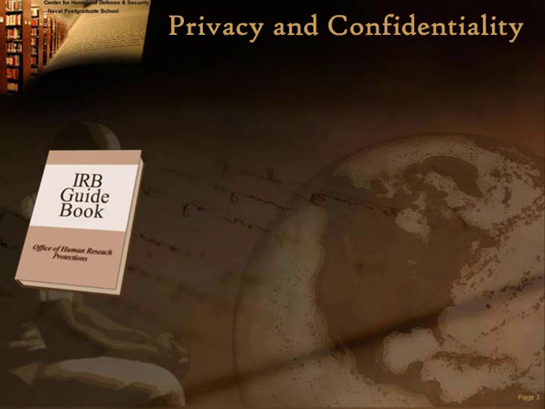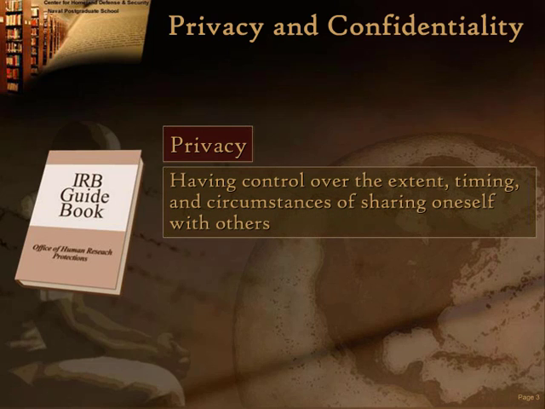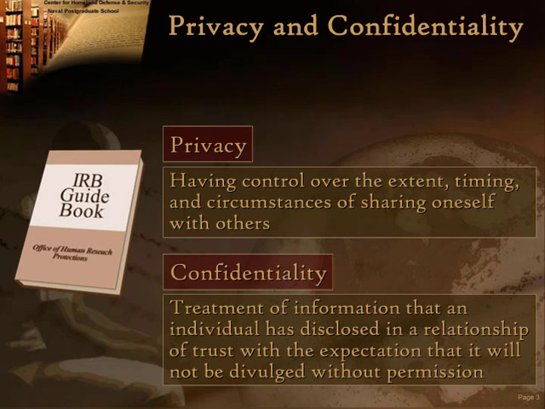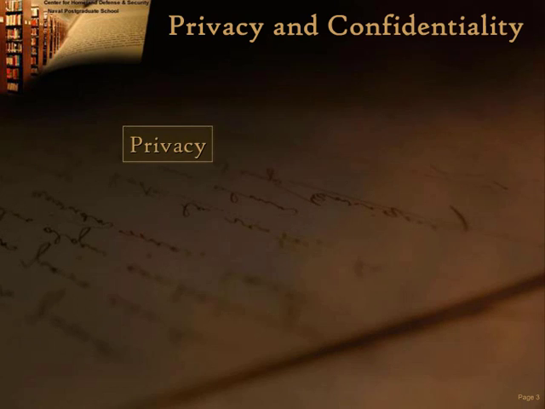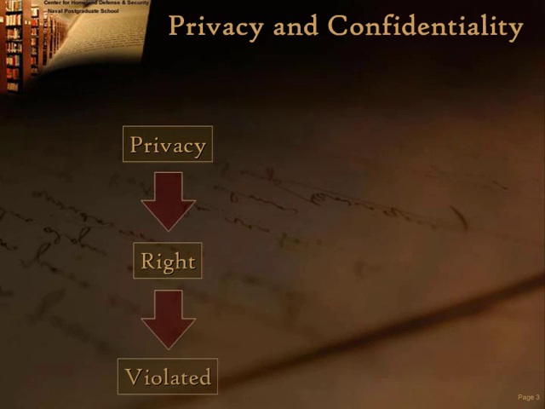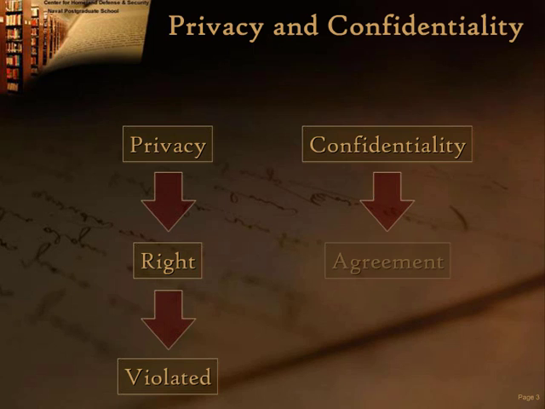According to the IRB Guidebook, published by the Office of Human Research Protections, privacy can be defined in terms of having control over the extent, timing, and circumstances of sharing oneself, physically, behaviorally, or intellectually, with others. Confidentiality pertains to the treatment of information that an individual has disclosed in a relationship of trust and with the expectation that it will not be divulged to others in ways that are inconsistent with the understanding of the original disclosure without permission. Thus it follows that privacy, a right, can be violated. Confidentiality, an agreement, can be breached.